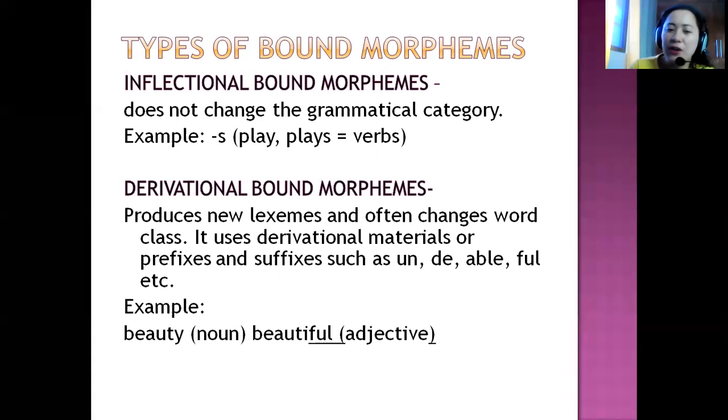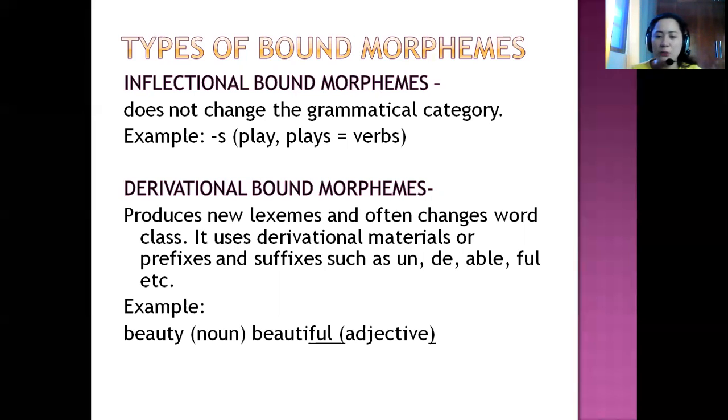So, a derivational bound morpheme will produce a new lexeme or often changes word class. It uses derivational materials or prefixes and suffixes such as un-, -ment, -able, -ful, etc. So example for that, beauty. Beauty is a noun. Beautiful is an adjective. So the suffix used is -ful. So from beauty to beautiful, noun to adjective.